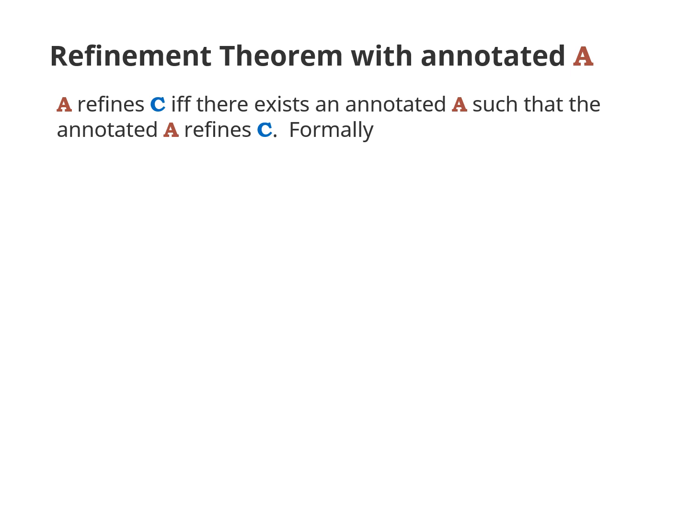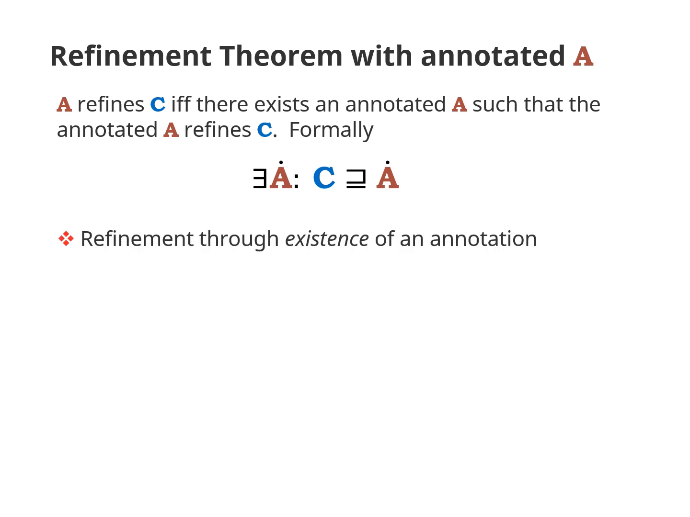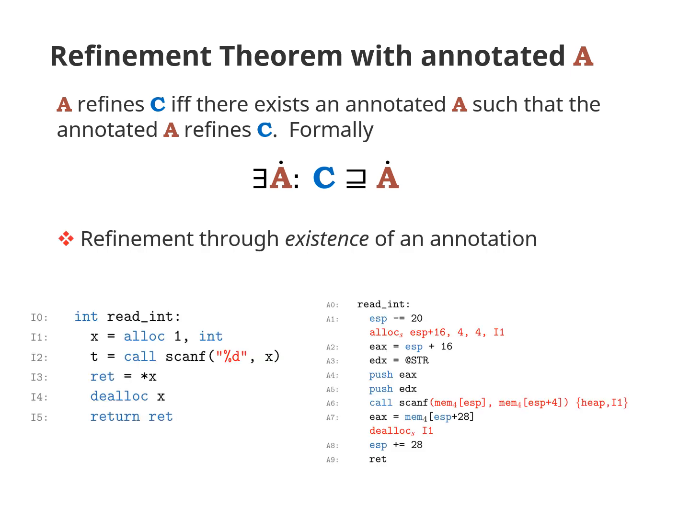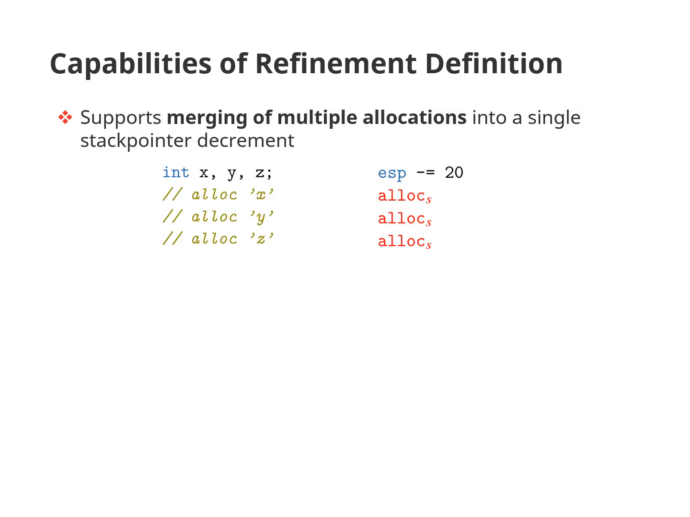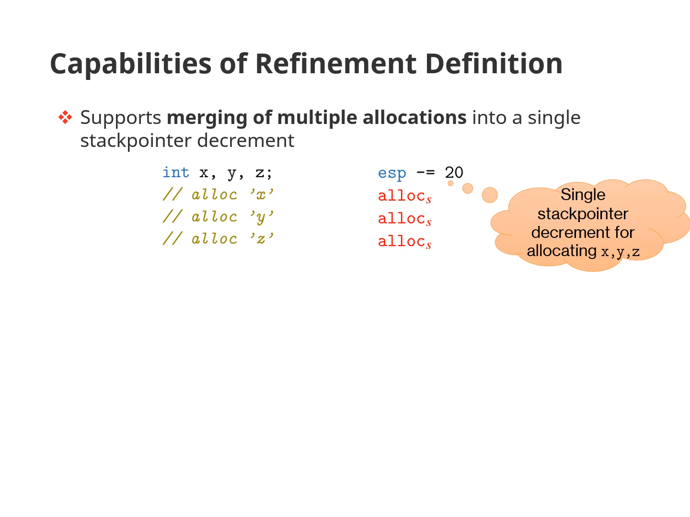With the new annotation instructions, we define refinement from C to A through existence of an annotated A such that annotated A refines C. Thus, our refinement is through existence of an annotation. This refinement definition is general enough to support a wide range of transformations. For instance, it supports merging of multiple allocations where a single stack pointer decrement is used for allocating multiple locals.